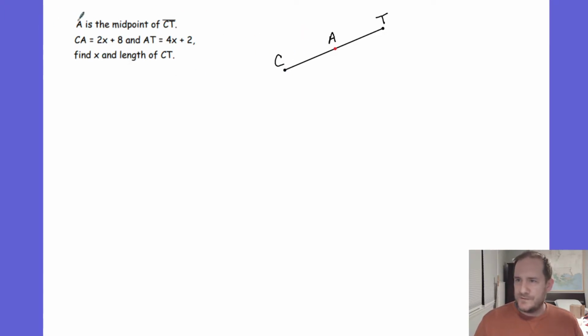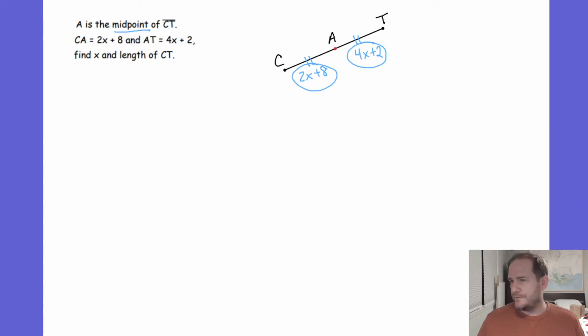So what does it mean for A to be the midpoint? That means the same thing from the last problem, when we had a line segment that was a bisector. The bisector cut the segment into 2 equal parts. Well, a midpoint does the same thing. It cuts a segment into 2 congruent parts. So when they tell you that CA is 2x plus 8, when they tell you that AT is 4x plus 2, then we would approach this problem the exact same way we approached the last one, knowing that these two values have to be equal. So you just grab them and set them equal.